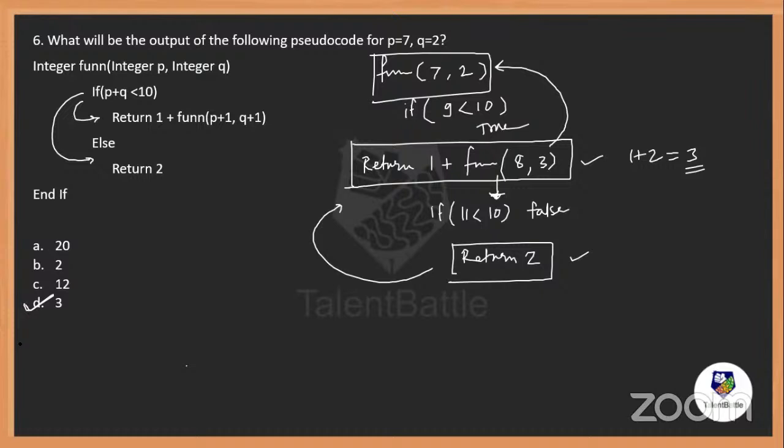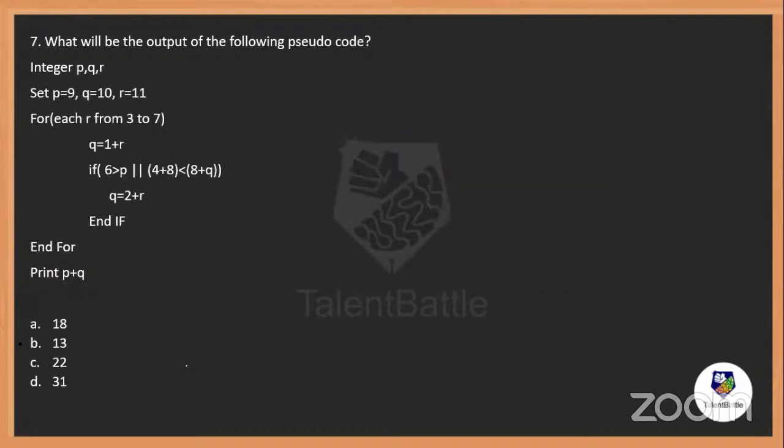Let's move on to the next question. Again, a for loop question. What will be the output of the following pseudocode? Integer PQR values are given to us. So P is equals to 9, Q is equals to 10, and R is equals to 11.